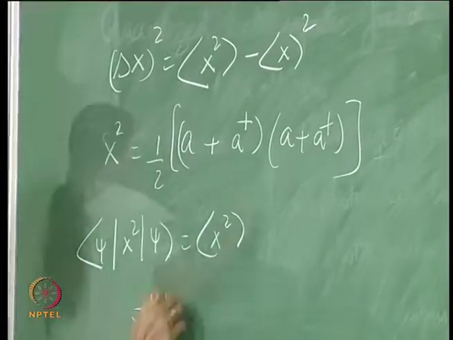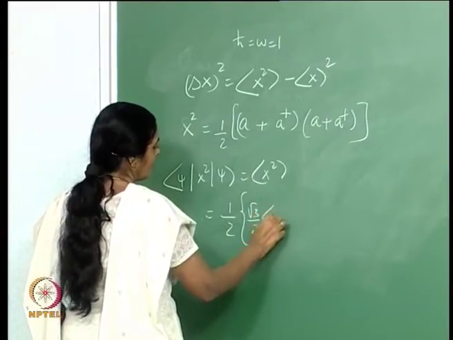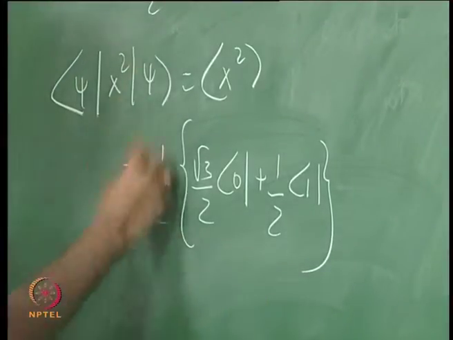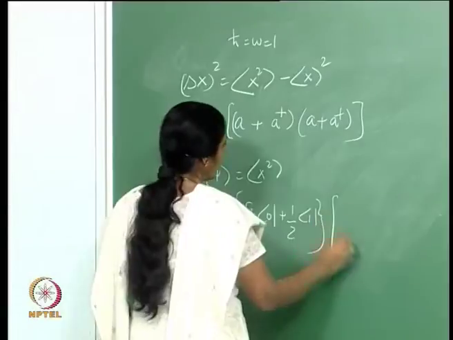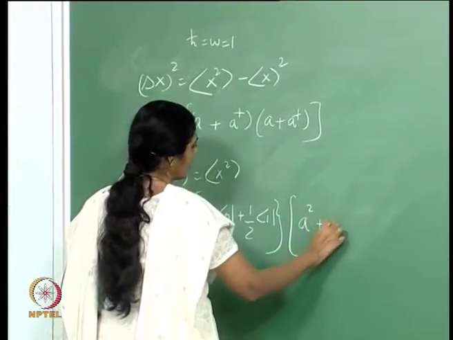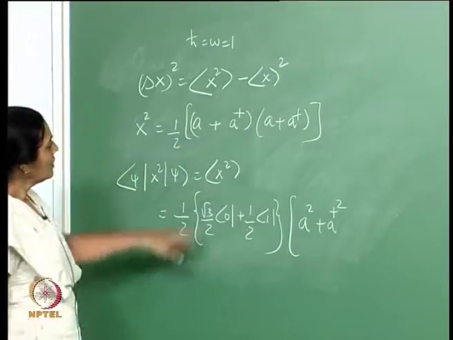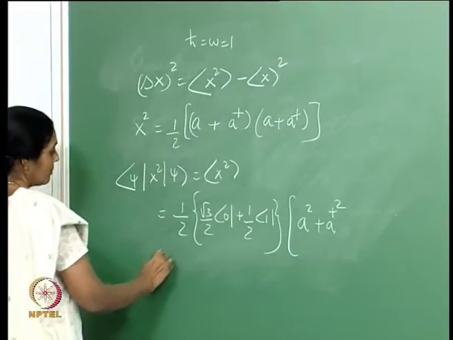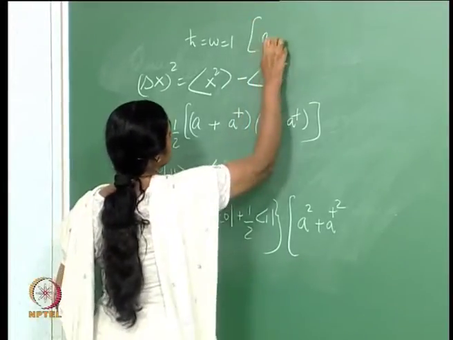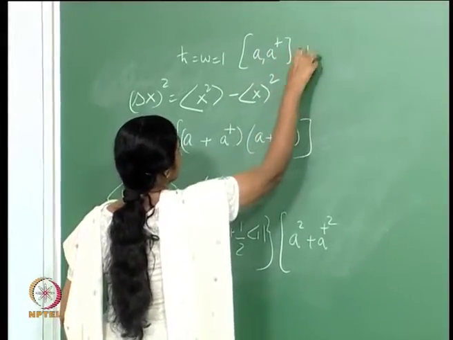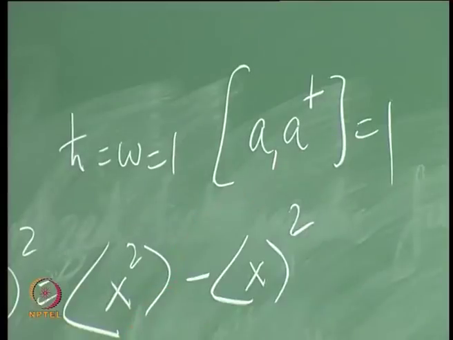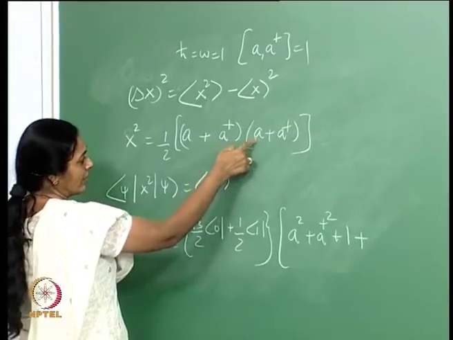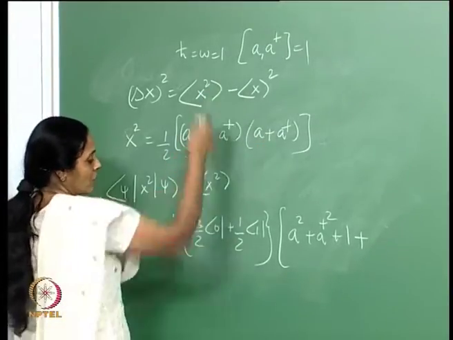Now this object is half, the half is put here. When I expand out this operator, I get an a squared plus a dagger squared. Then I have an a a dagger plus a dagger a. I have the commutation relation, and therefore a a dagger is 1 plus a dagger a. So this gives me a 1 plus 2 a dagger a. There was already an a dagger a, and the a a dagger contributes another because of that commutation relation.